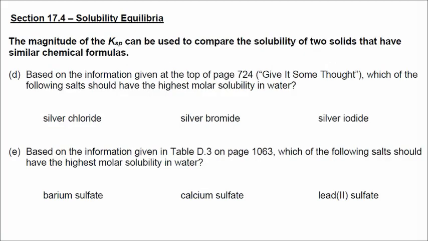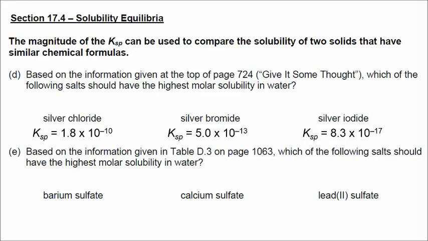The magnitude of the KSP can be used to compare the solubility, much like we did in chapter 16. The higher the Ka, the stronger the acid. We can say the larger the value of KSP, the more soluble something is in water. So silver chloride, silver bromide, and silver iodide are very similar chemical formulas, and the KSP values are given to us at the top of page 724. Whichever of these three values is the largest, in this case silver chloride, is going to be the salt that has the highest molar solubility in water.